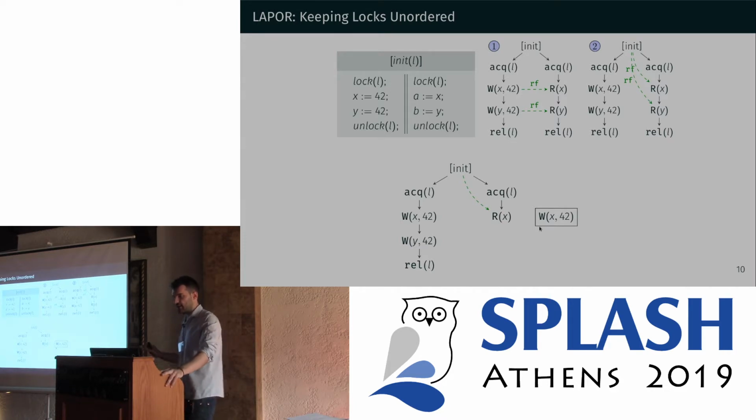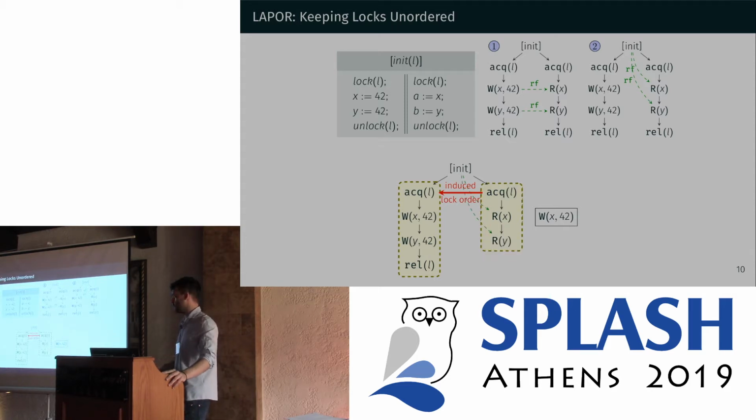But note that since we pick this option, since this read of x is now reading 0, this actually creates an ordering. And it means that the critical section of the second thread must have executed before the critical section of the first thread, because otherwise this read would have read 42. And this is important because in the next step, when we add the read of y, we need to take this induced lock ordering into account, and the read of y will only be able to read 0, not 42. Thus, we avoid creating any inconsistent execution.